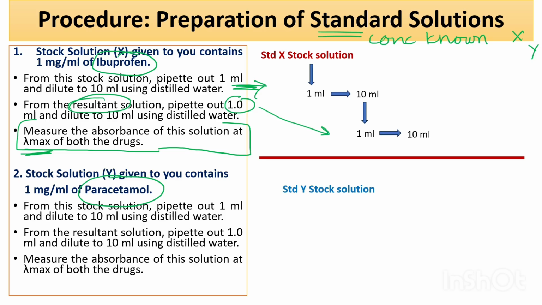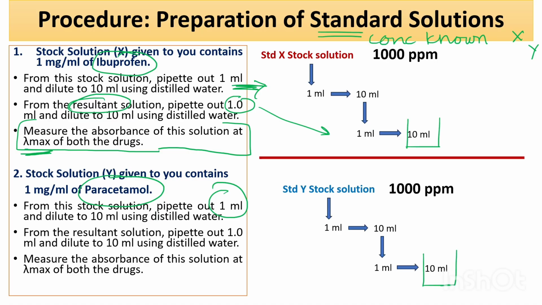So what is the next standard solution? That is Y. Here, this is the already prepared standard Y stock solution. From this we are withdrawing 1 ml, making up the volume to 10 ml, and again withdrawing 1 ml and making up the volume to 10 ml. This is the procedure given. And we have to measure the absorbance of this final solution.